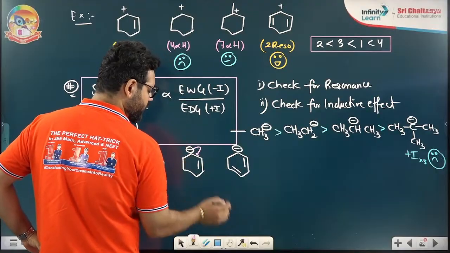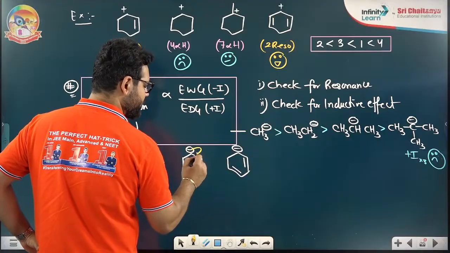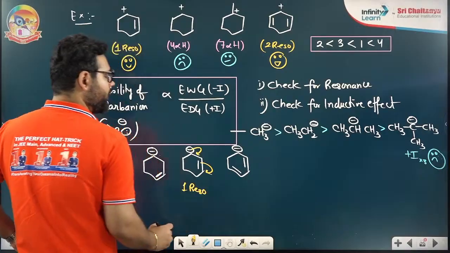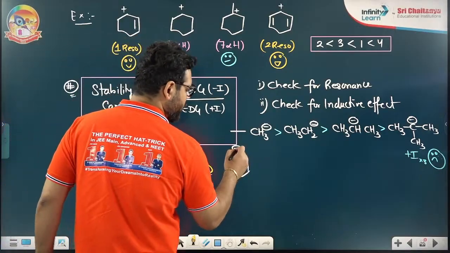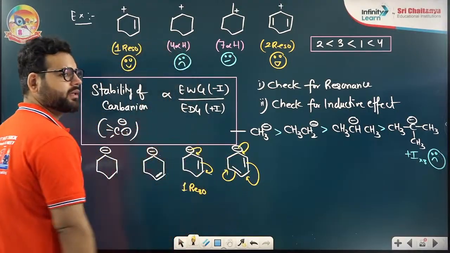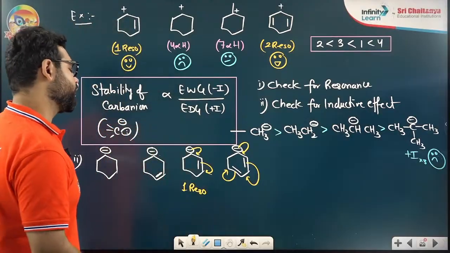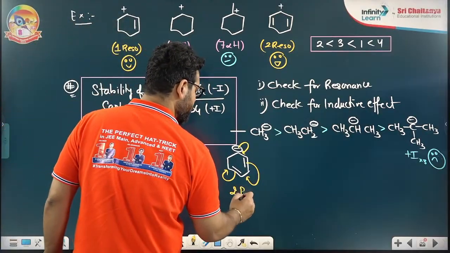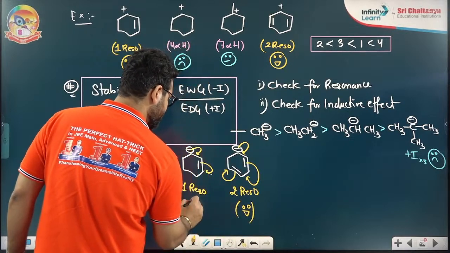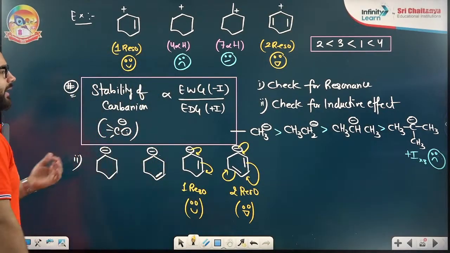This minus can go for a walk like this, becoming stable. One resonance is there. Here, this minus can keep going for a walk. Minus nothing pi, nothing pi. A lot of resonance is there. So the fourth one is the best one here, with two resonance. This will be the best. One resonance is also very good. Among first and second, resonance is not working.